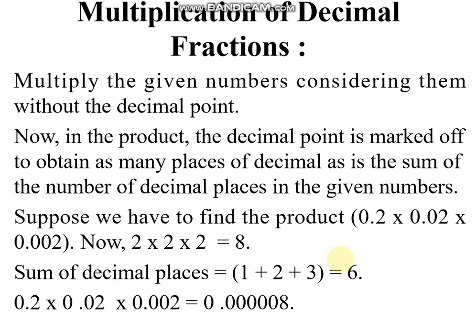Okay, multiplication of decimal fractions. You simply multiply the digits and finally you put the decimal. Here for example 0.2, 0.02, 0.002. Okay, simply you multiply the digits. 2 into 2 into 2, 8. How many decimals? Count it. 1, 2, 3, 4, 5, 6 decimals totally. So for the answer you put the decimal after 6 digits. Okay. Suppose no digits are there, you annex 0.